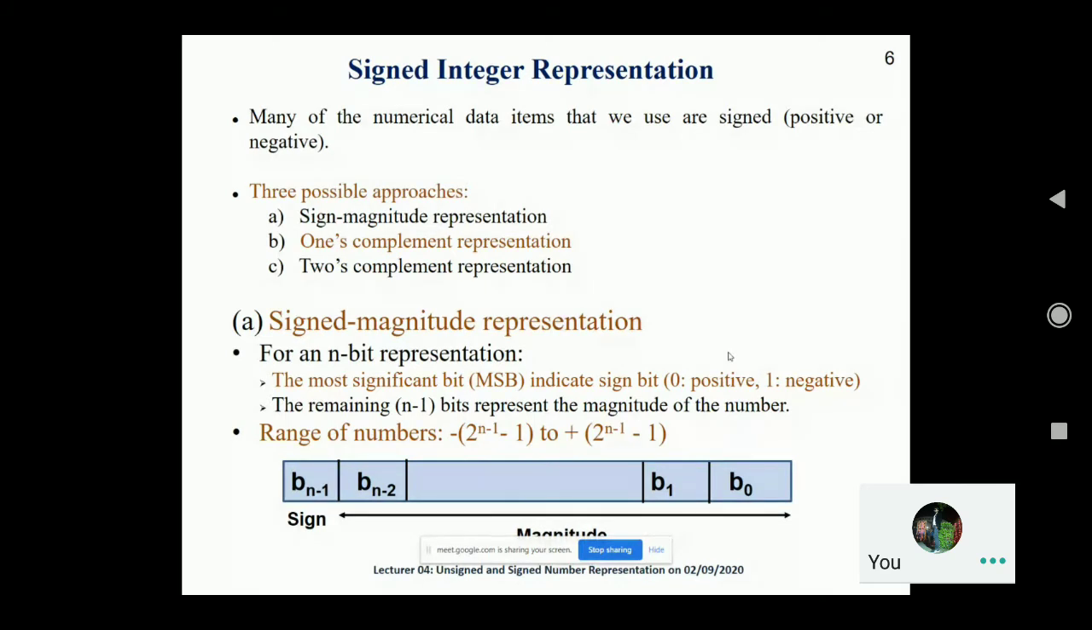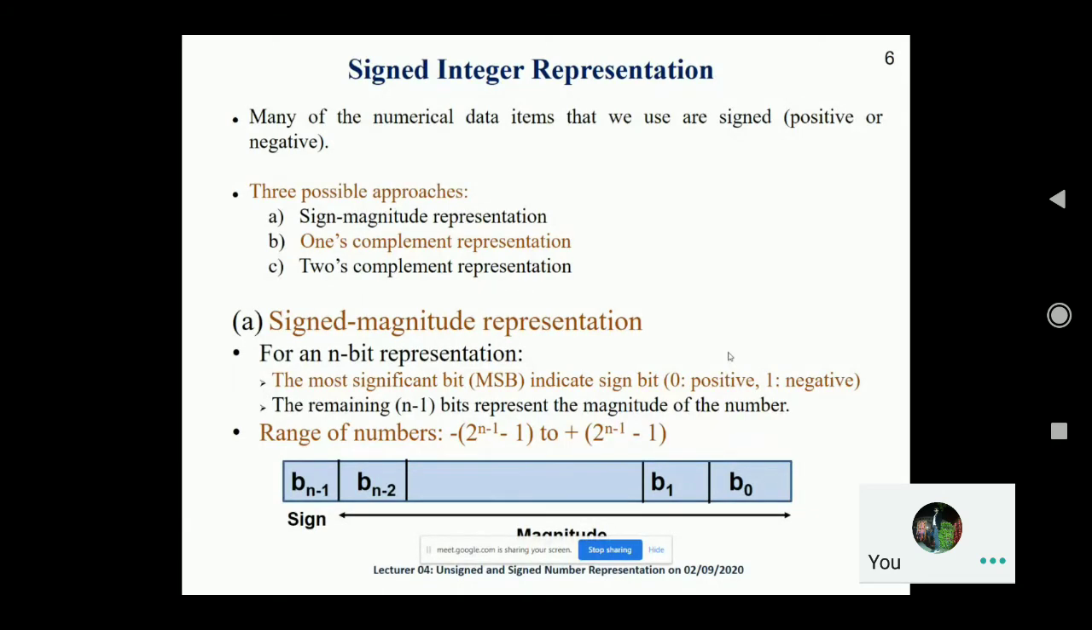But remember one thing, there are different approaches we use when representing signed integers. The first one is called sign magnitude representation. The second one is called ones complement representation. And the third one is called twos complement representation. We are discussing them one by one.